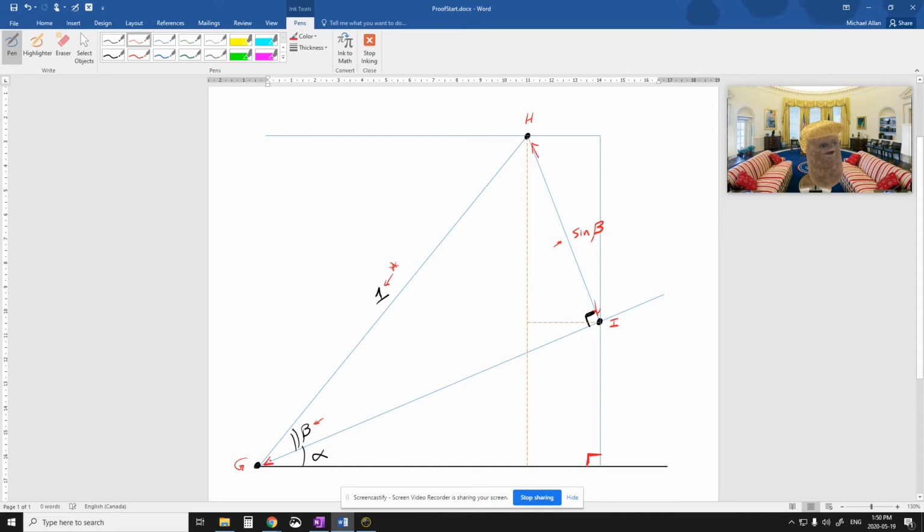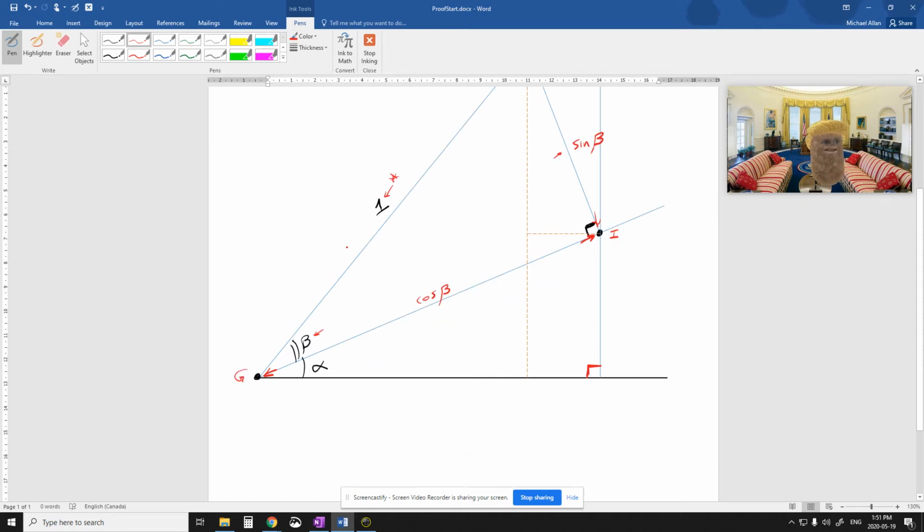Now from the G here all the way down to I, the bottom part of that triangle, that's going to be cos beta. Hopefully you can agree with that as well. The same logic, right? Cos is going to be adjacent over hypotenuse, and then just rearrange for the adjacent. So cos beta is equal to adjacent over the hypotenuse, 1. Times the 1, the question mark that we have there is going to be cos beta. Cool.